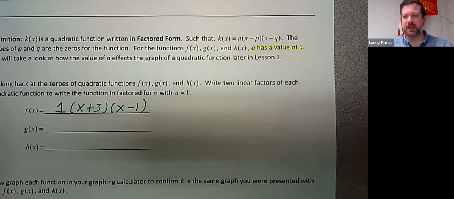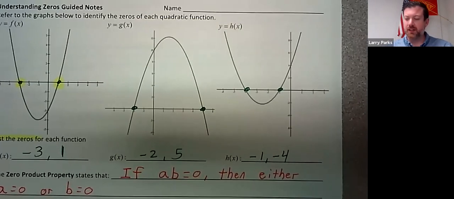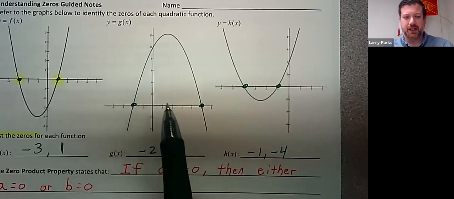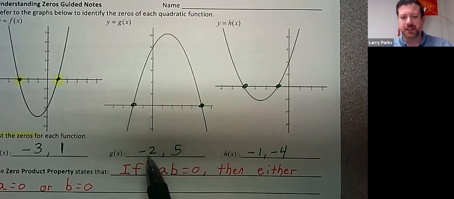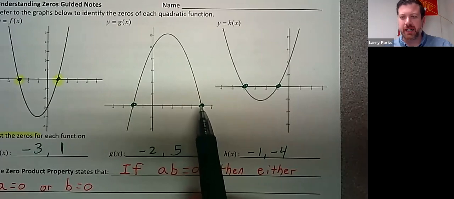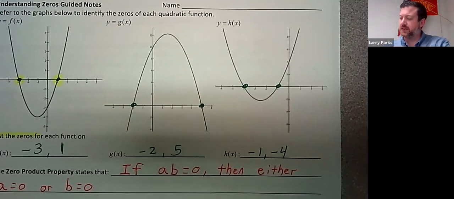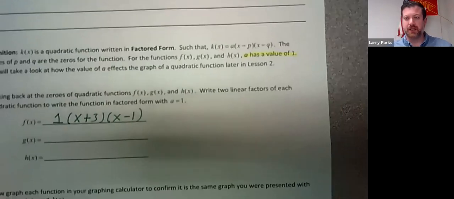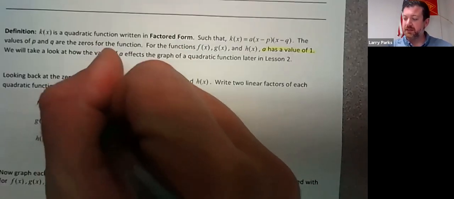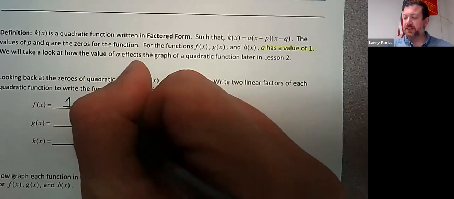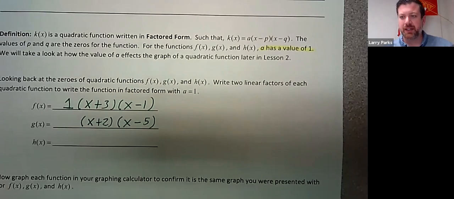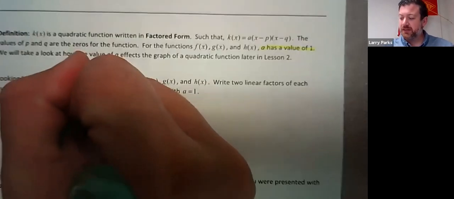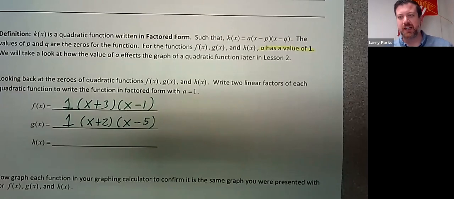So let's go and do g of x. We said x-intercepts are -2 and 5. So the linear factor for -2 would be x plus 2. And the linear factor for 5 would be x minus 5. So I'll go over here and put x plus 2, x minus 5. And again, they told me that the a value is 1. So I don't have to find it yet.